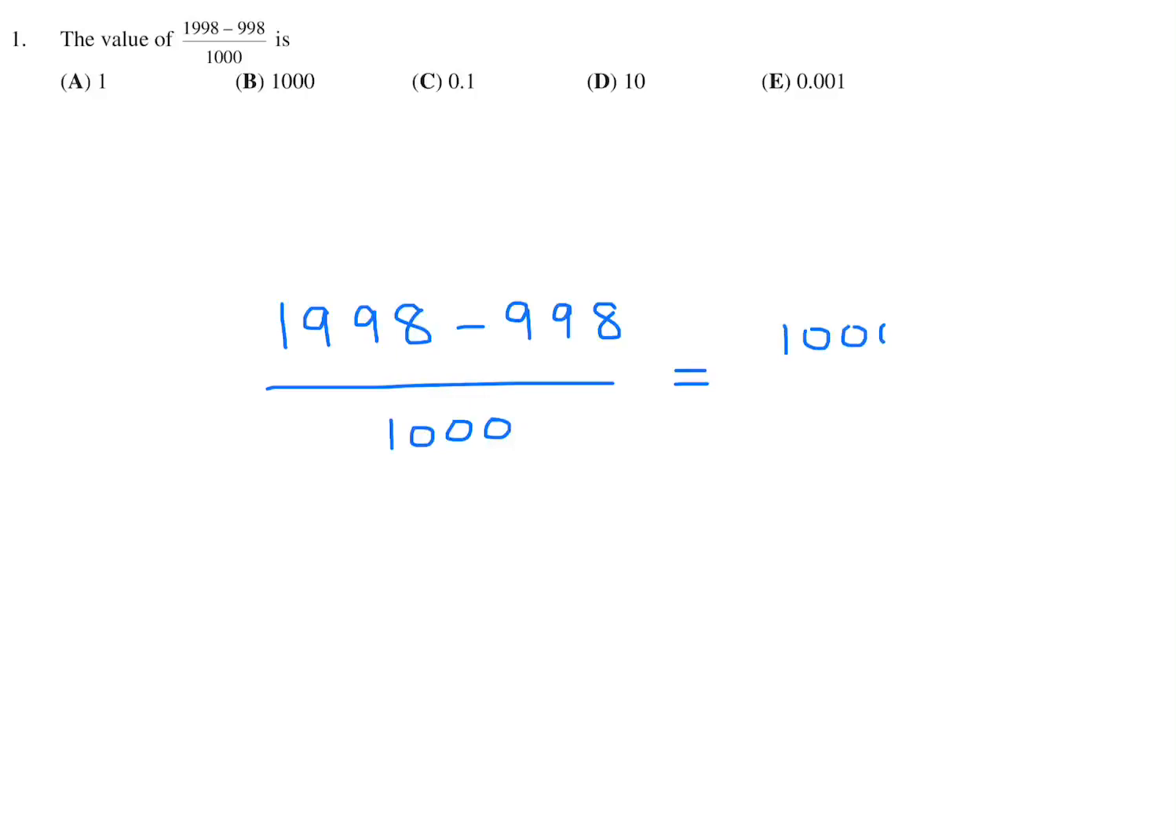So the first question says the value of 1998 minus 998 over 1,000 is. Well, the numerator becomes 1,000 and the denominator is 1,000. So therefore this simplifies to just 1. So the answer is A.